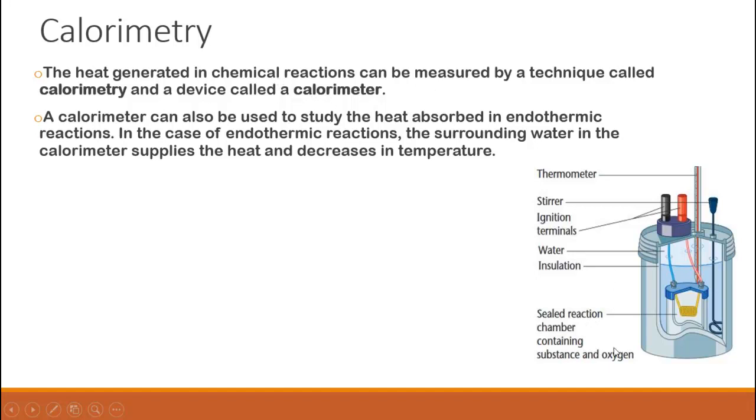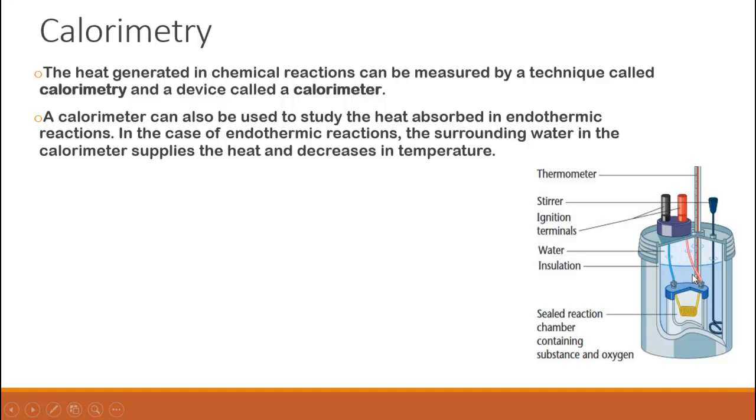This figure shows the structure of a calorimeter, and this is called a bomb calorimeter, used by food chemists, which consists of a bomb, and this bomb contains the sample required for the chemical reaction and oxygen, surrounded by water. In case of an endothermic reaction, the surrounding water in the calorimeter supplies the heat and decreases in temperature.